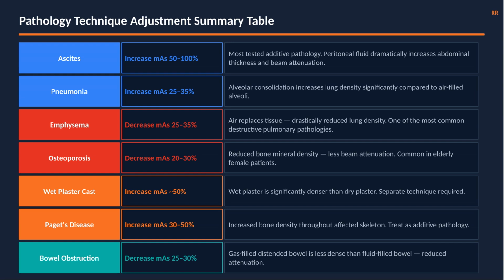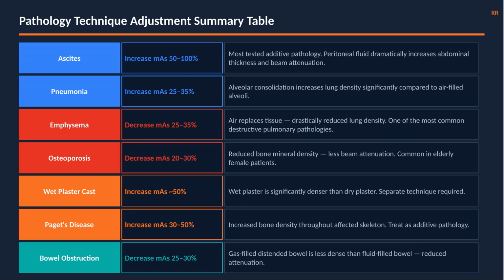Osteoporosis. Decrease MES 20 to 30%. Reduced bone mineral density. Common in elderly female patients. Wet plaster cast. Increase MES approximately 50%. Paget's disease. Increase MES 30 to 50%.